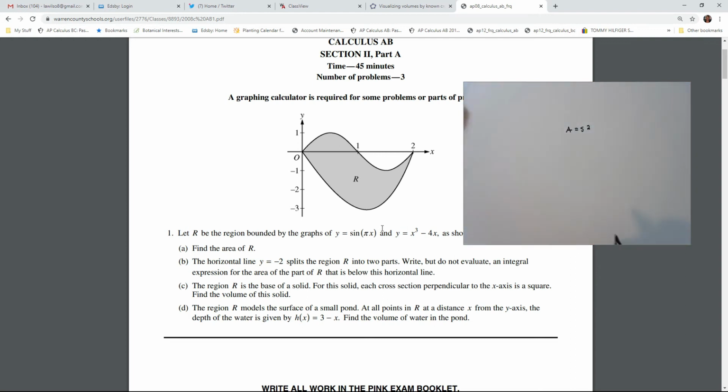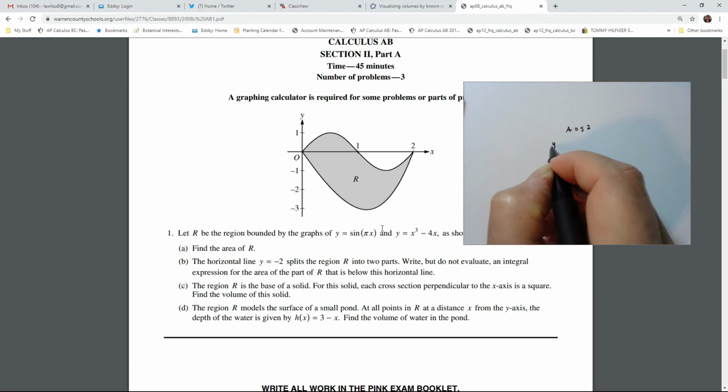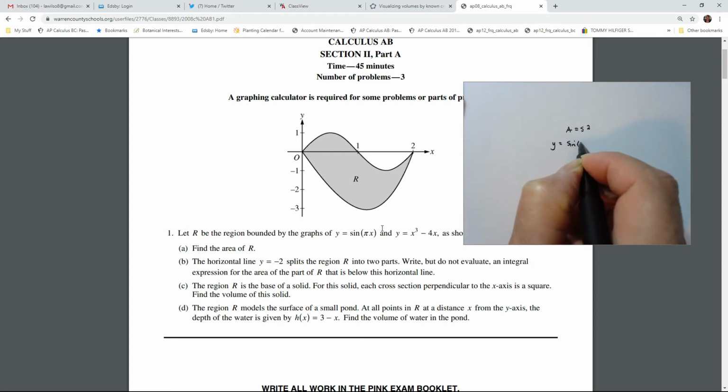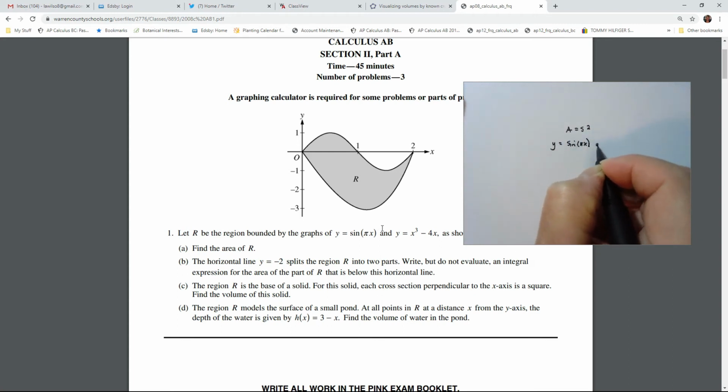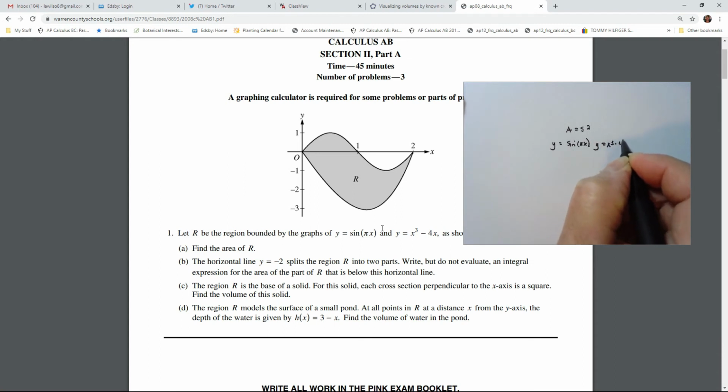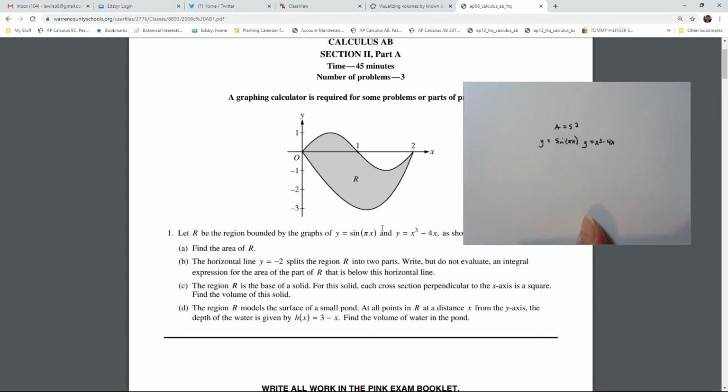Now my functions are pretty rough. They're sine pi x and x cubed minus 4x. So this is definitely a calculator problem, all right? And my limits of integration, it's always the domain. It's going from 0 to 2. So here's my interval. I have my limits. The only thing I have to do is write my area function.